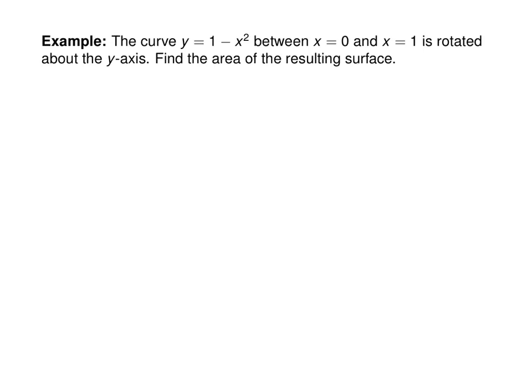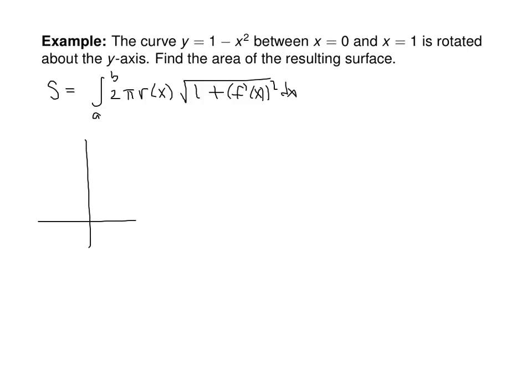Now for this next example, it is easiest to think of the surface area formula as S equals the integral from A to B, 2 pi r of x times the root of 1 plus f prime of x squared dx, where r of x is your radius. So here's what I mean. We have 1 minus x squared between x equals 0 and x equals 1 rotated about the y-axis.